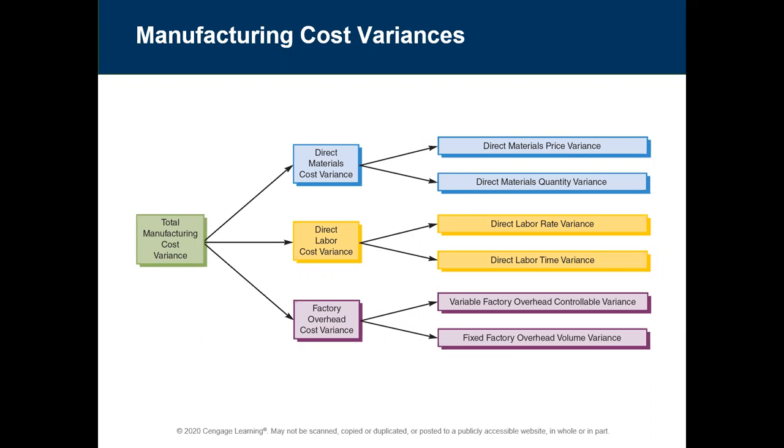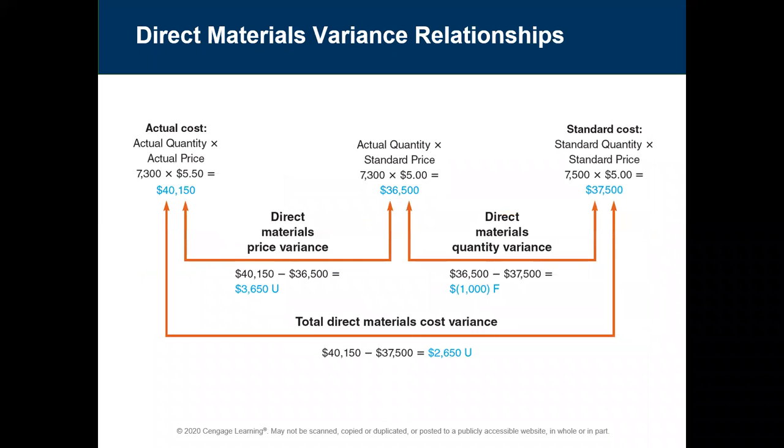Direct labor variance is made up of either direct labor rate variance: am I paying more or less than what I thought in the standard? And direct labor time variance: am I spending more time or less time for each unit I'm producing? And finally, factory overhead cost variance. We can have variable factory overhead controllable variance, and then fixed factory overhead volume variance. Okay, and we'll look at each of these a little bit.